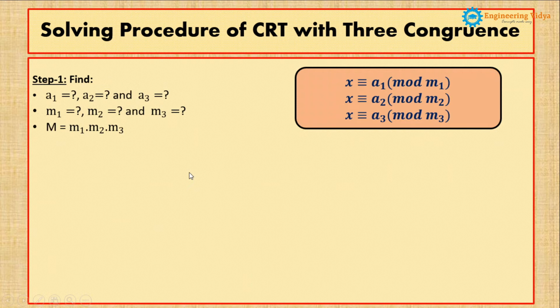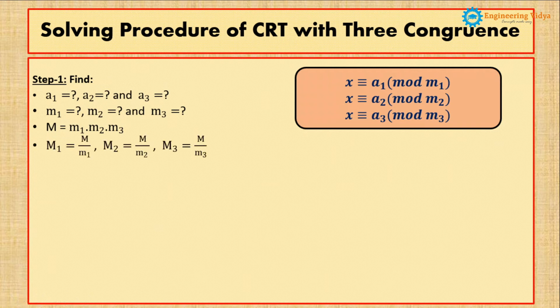So now after that we'll find capital M, and capital M can be calculated using m1 multiplied by m2 multiplied by m3, because here we have 3 congruences. So here we are going up to m3 only: small m1, small m2 and small m3. After multiplying them, we can find capital M.